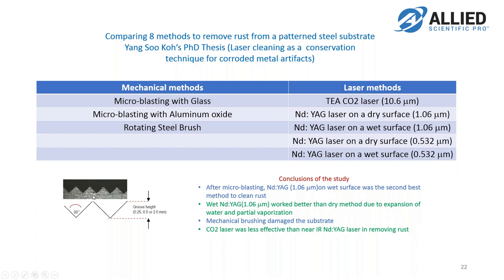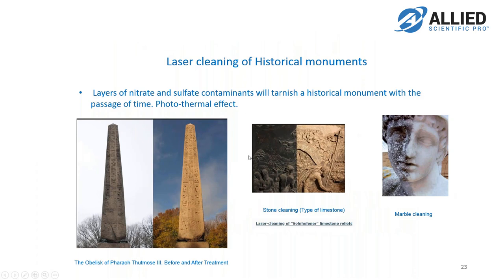Mechanical brushing caused damage to these jagged structures, and the CO2 laser was less effective than near IR in removing rust. So I'm just going to move quickly on the rest of these remaining slides.